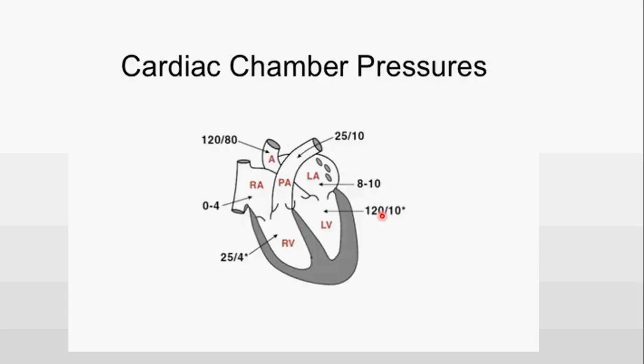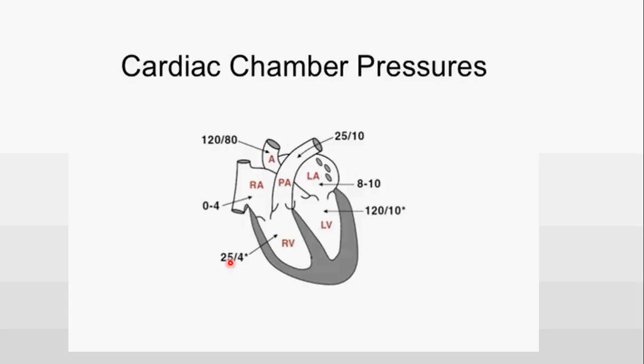So if the left ventricle was at 120, it's going to start falling down to get to 10 millimeters of mercury. And the same thing for the right side. It's going to go from 25 to 4 millimeters of mercury. As the pressure continues to fall, we start having a pressure gradient.